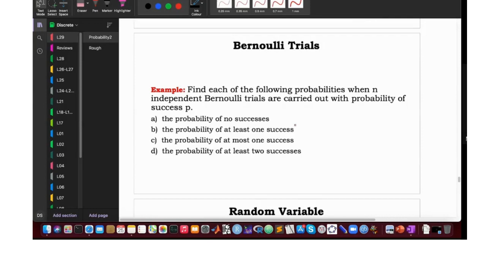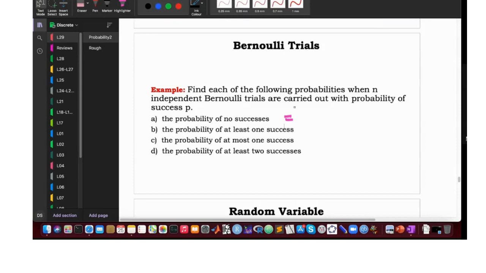This is the last question we want to do. I'm probably going to leave a couple of minutes early today. I have another meeting. So find each of the following probabilities when there are n independent Bernoulli trials carried out with probability of success p. What's the probability of no successes?